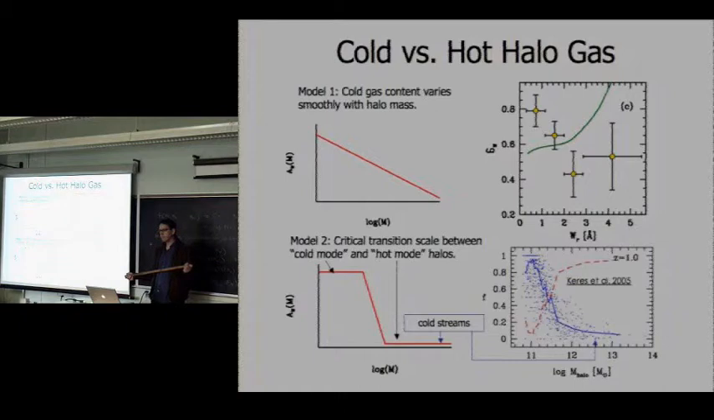Yes, I don't remember exactly the line of reasoning that Deckel and Birnbaum have, but it has to deal with the density inside of the halo, which isn't exactly self-similar. Like, free-floating in the halo.